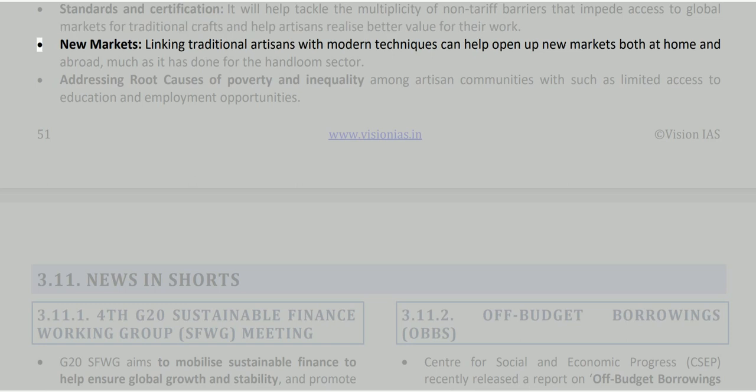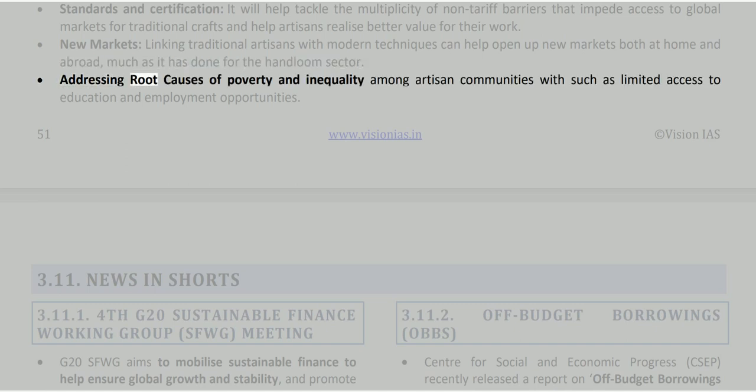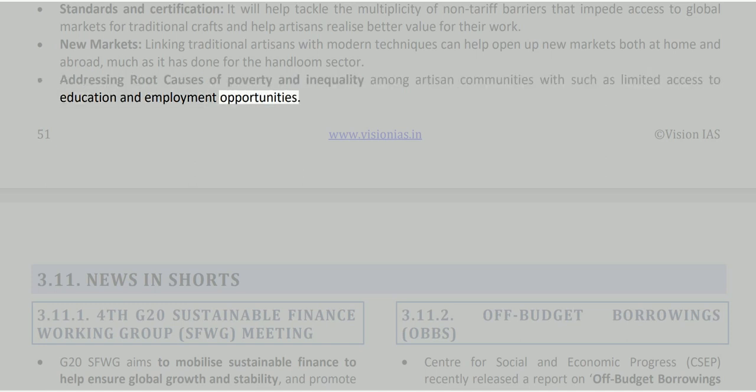New markets: linking traditional artisans with modern techniques can help open up new markets both at home and abroad, much as it has done for the handloom sector. Addressing root causes of poverty and inequality among artisan communities, such as limited access to education and employment opportunities. Other such initiatives for artisans.